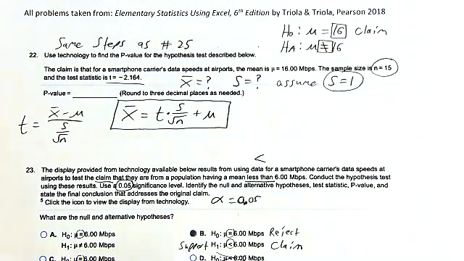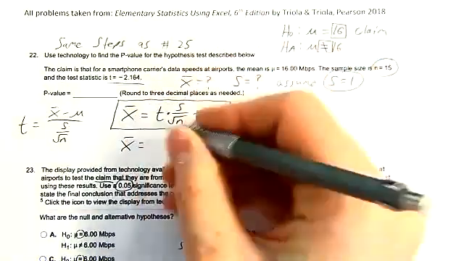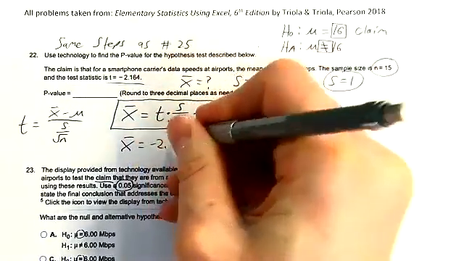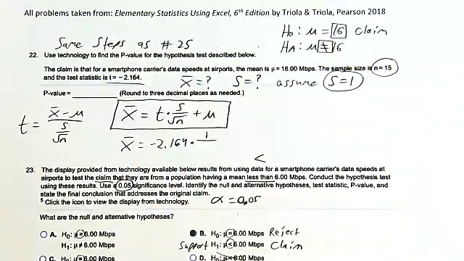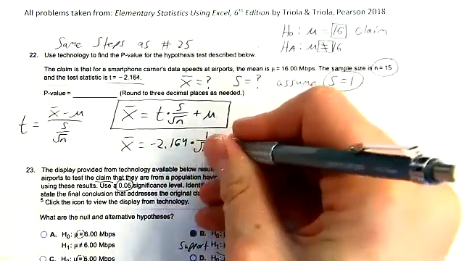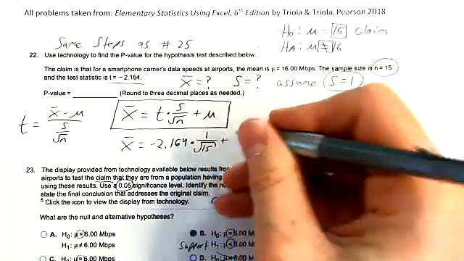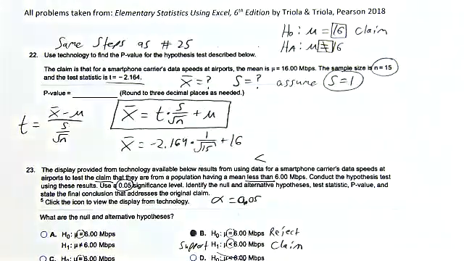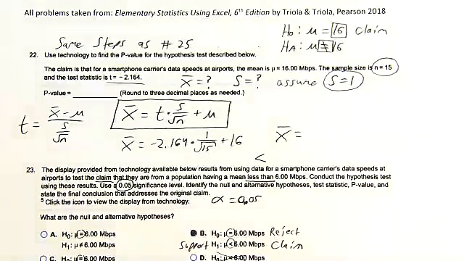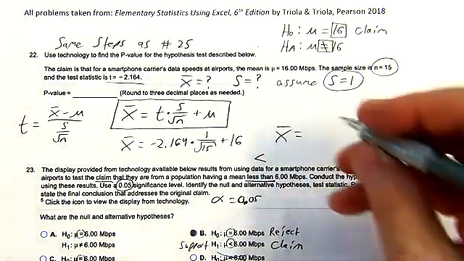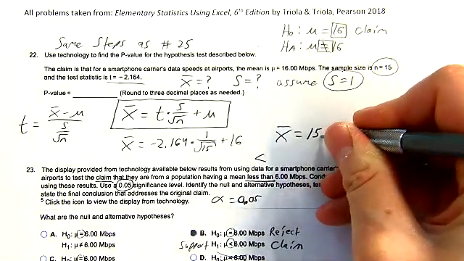So for our problem, the T they gave us was minus 2.164. S we assumed to be 1. N was 15. And this mu was 16. And if you get this right on your calculator, it's not necessarily the simplest thing to type in, but if you do it, you should get X bar is 15.44.